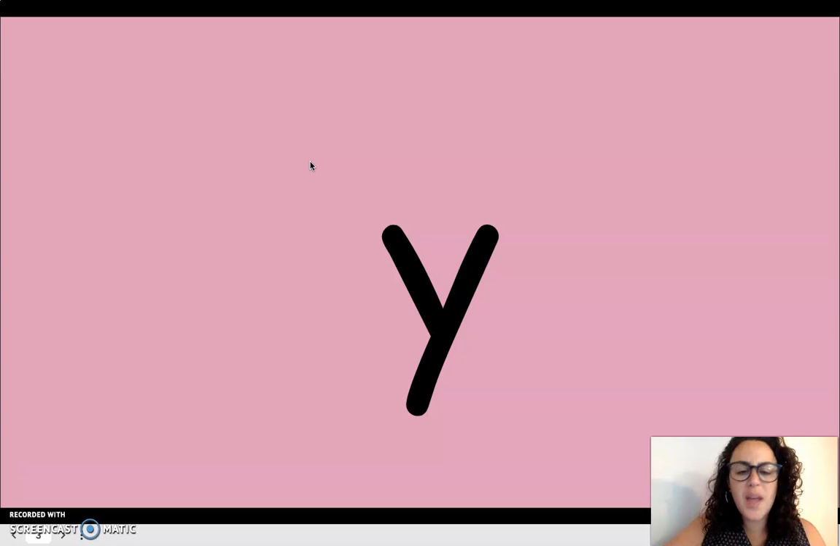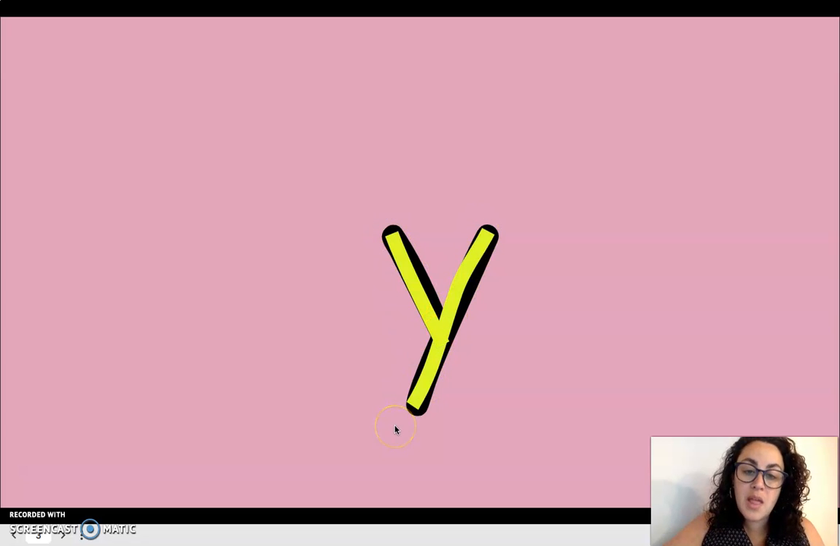Here's a lowercase y. It looks quite similar, but instead of the line being straight down, the diagonal just keeps going. So it's just two diagonal lines. So we have diagonal, diagonal. That is a lowercase y. The second diagonal line goes a lot farther down.